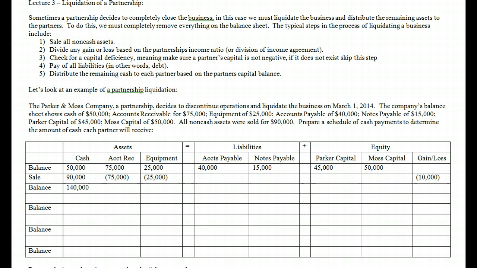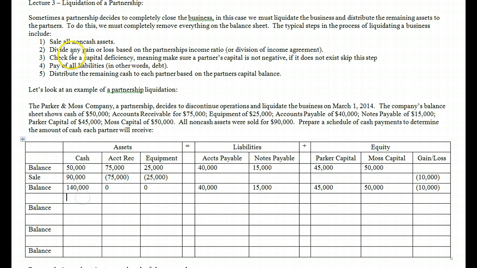So we got a balance of 140,000 in cash. That's the 90 plus the 50. And then how much do we have in other assets? Well, we've gotten rid of all of our receivables and we've gotten rid of all of our equipment. So those are zeros. Now, beyond that, we had no change in our liabilities, and we had no change in our capital at this point, so 45 for Parker and 50 for Moss. Now, we did have a change in our gain-loss, so now we have that $10,000 loss.